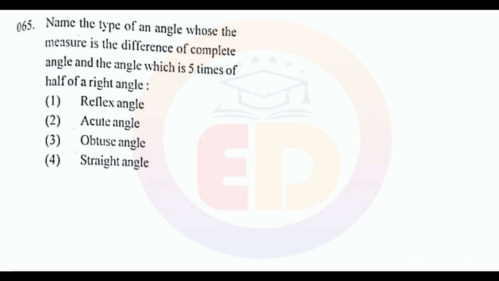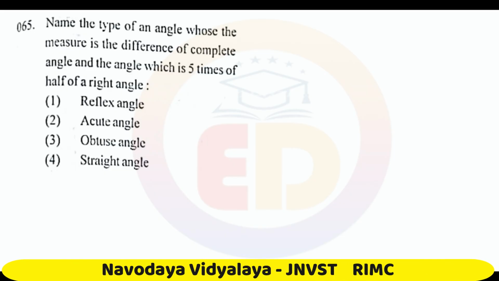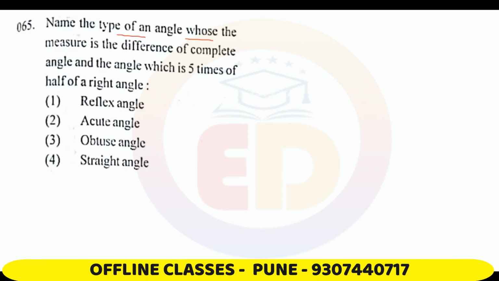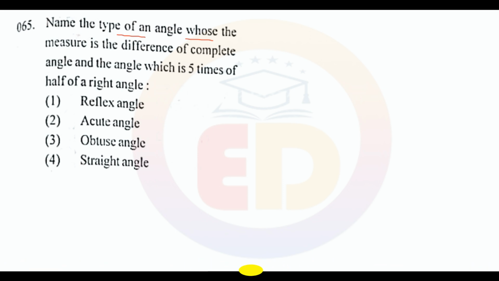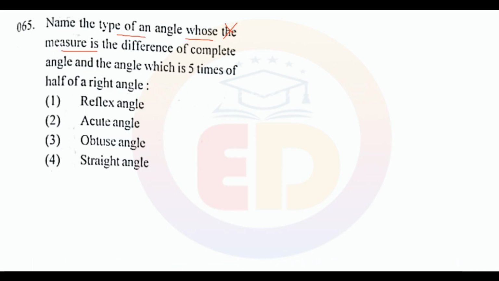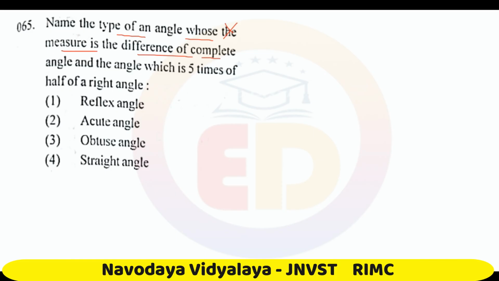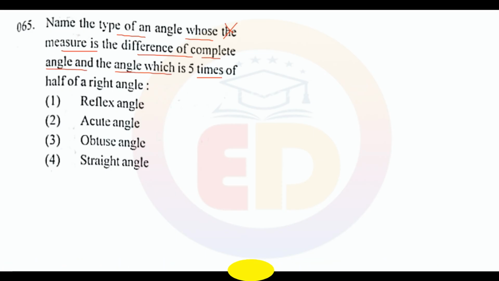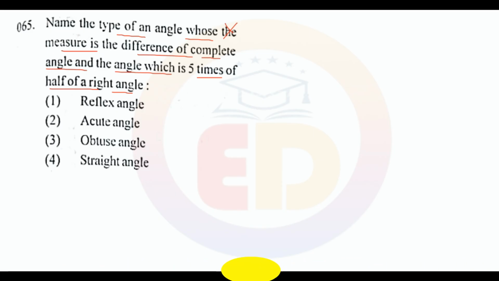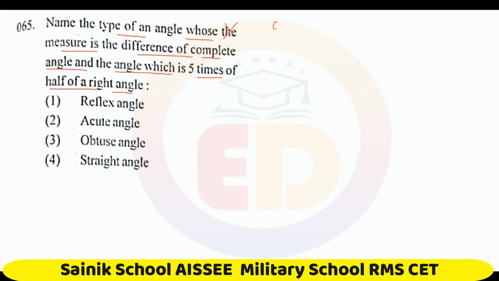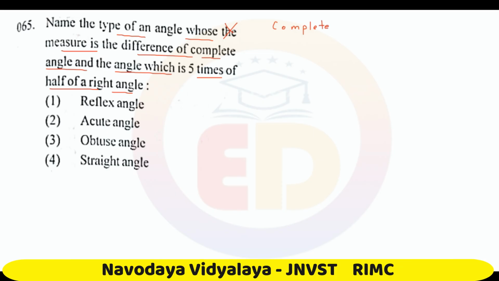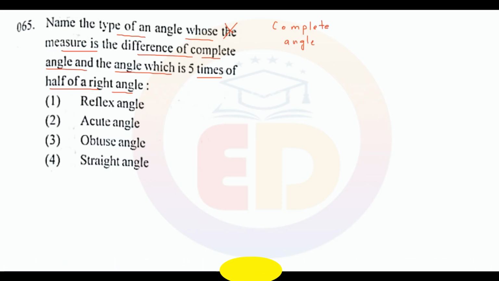Question number 65 says, name the type of angle whose measure is the difference of a complete angle and the angle which is 5 times of half of a right angle. So let us take both the values. A complete angle is 360 degree. Another name of a complete angle is 360 degree.